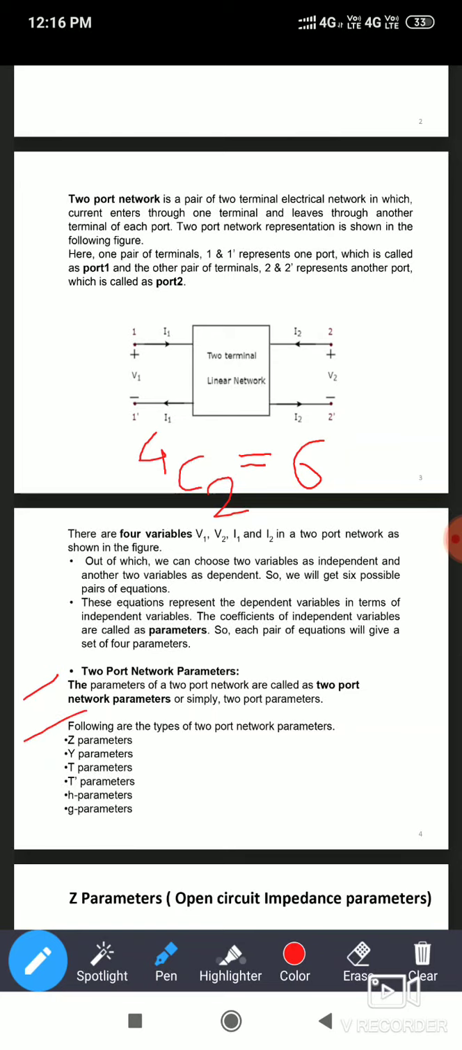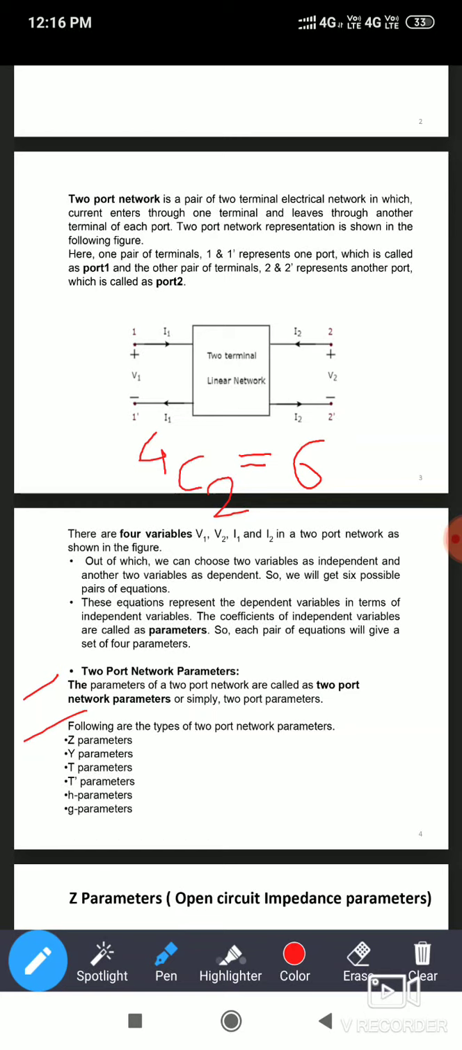First one Z parameter, second one Y, third one is ABCD parameters, also known as T parameter. Fourth one is T dash, that is A dash, B dash, C dash, D dash. Fifth one H parameter and last one G parameter. Out of these 6 parameters, in your syllabus only 4 are there. What are these? Z parameter, Y parameter, ABCD, that is T parameter, and last one H parameter. Only 4 you are going to learn in this unit.